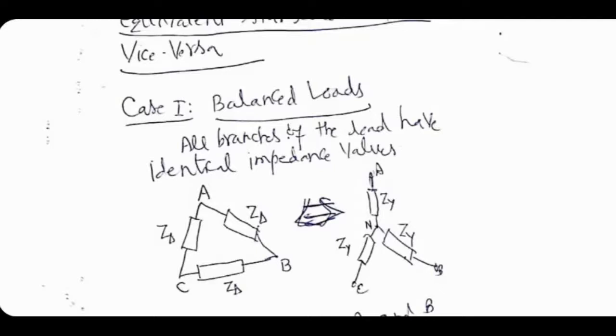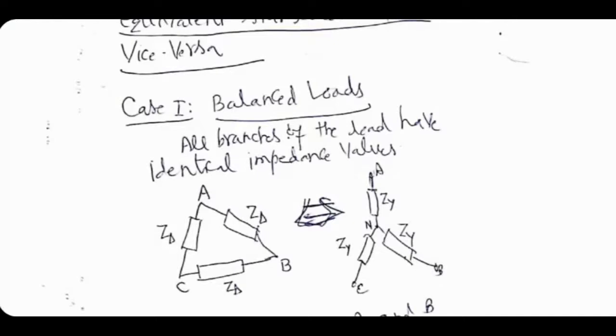Let us look at the balanced system first. The 3 nodes for the delta connection are capital A, capital B, capital C, and I'm maintaining the same notation for the star load also. Suppose I'm given Z delta, I want to know ZY. In simulation tools, they always convert back and forth from one to another for simplifying the calculations.